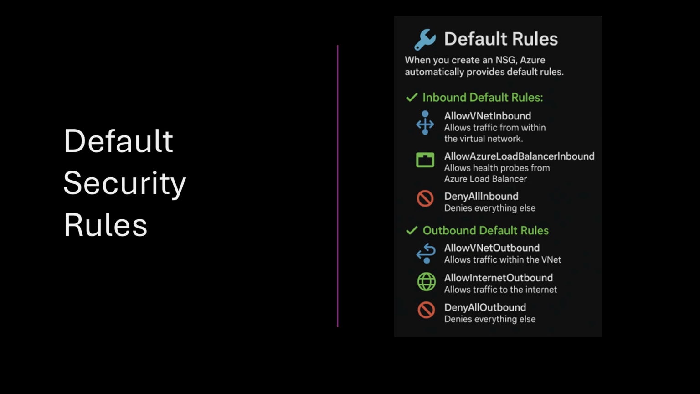So, what's your key takeaway? Azure gives you a solid security baseline with default rules in every NSG, but you're not stuck with them. While you can't delete these rules, you can override them by creating your own custom rules with a lower priority number. This gives you full control to tailor network access exactly the way your application or environment needs it, safely and securely.